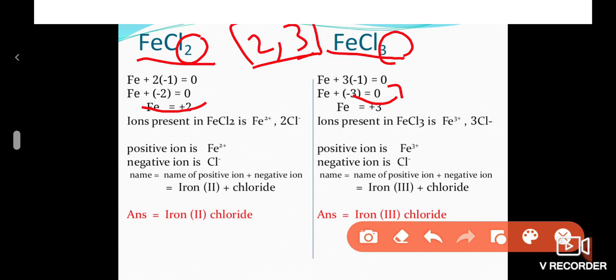Okay. Thank you, children. Today's homework is also to convert the name into formula and formula into name. I need a step by step answer. In the previous week we wrote a single word answer. I expect a step by step answer. So today we have to do it step by step. Okay, thank you.